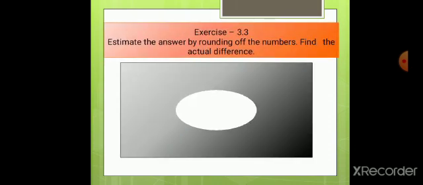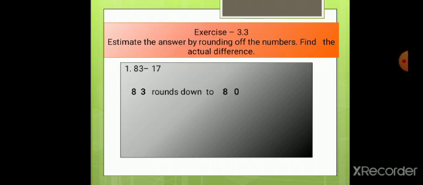Let us do one more example of this. So the next sum is 83 minus 17. So 83 you will round down because 3 is less than 5, so you will round down. Fine. So it will be 80, and the next one, 17. So 17 you will round up. Okay, so it will be 20. So to find the estimated difference, we are going to subtract these both. So your answer is 60 here, and the actual answer is 66.